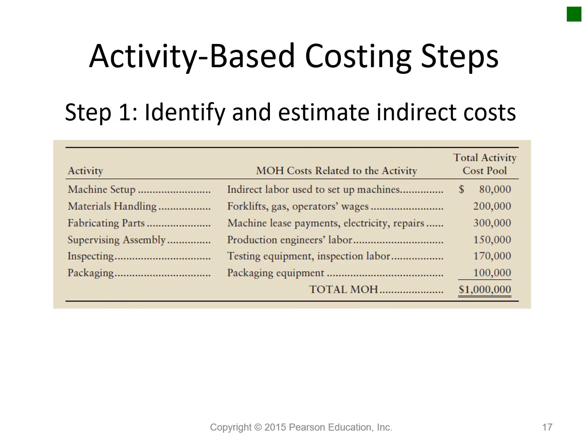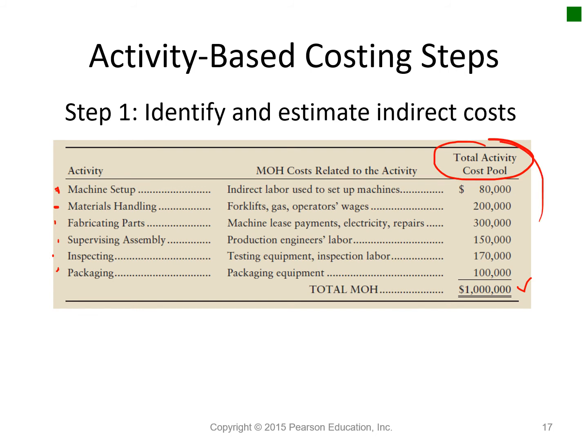You can see in this particular example, they've given us a number of activities. We've got machine setup, material handling, fabricating, supervising, inspecting, and packaging. Any company could have a wide variety of different types of activities. This particular one has 6 activities. Notice we've got the overhead cost related. They've identified that, and then they put all these costs into pools. Out of $1 million of total estimated overhead, this is how much would go to each activity. Again, this is your budget. $80,000 to machine setup, material handling gets $200,000, $300,000 goes to fabricating, and so forth.